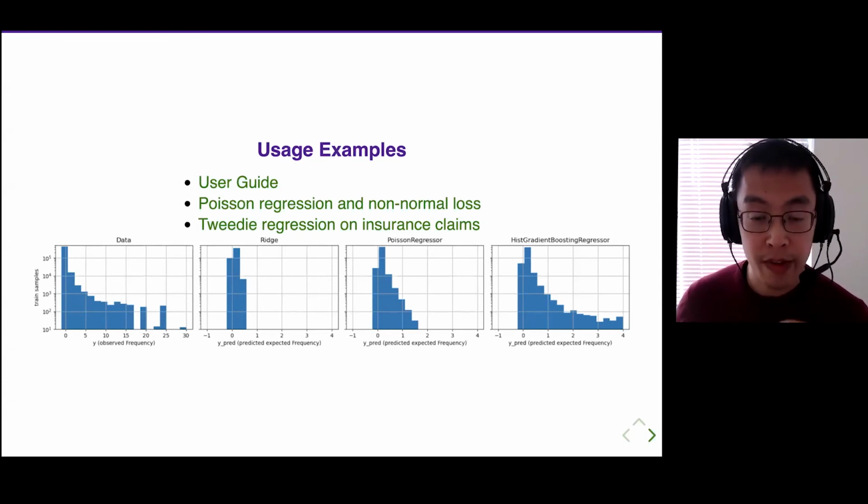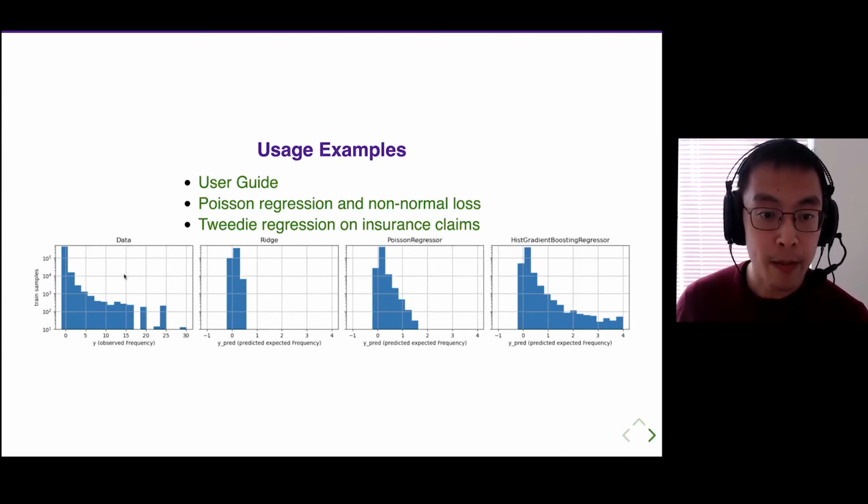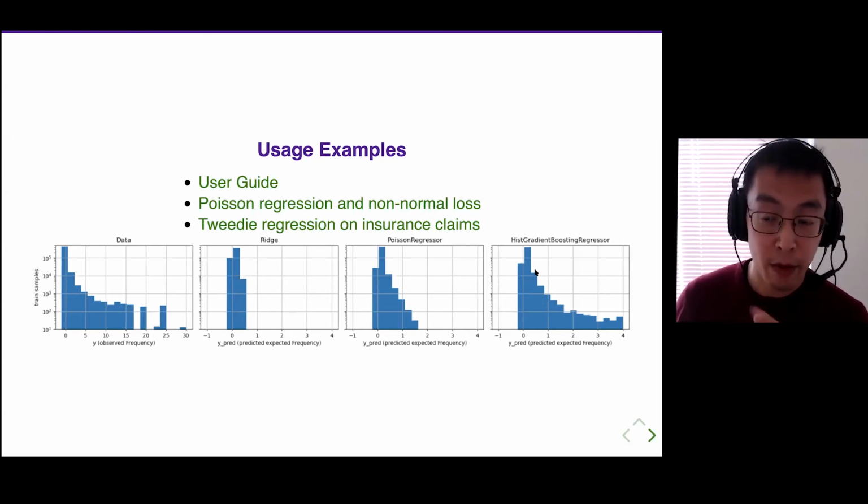So as you can see from this graph, this is the original data. If you use something like ridge regression, it assumes a normal distribution, so the distribution of the test data looks more like a normal distribution, while with Poisson, and I'll talk later about histogram gradient boosting, the distribution matches the data more.